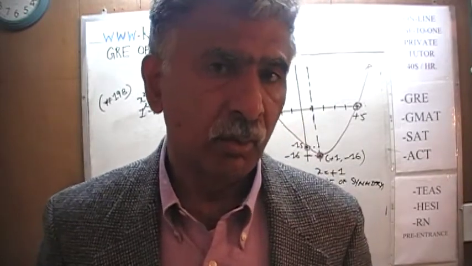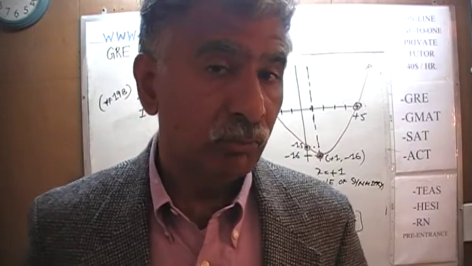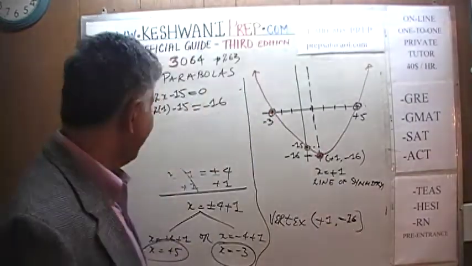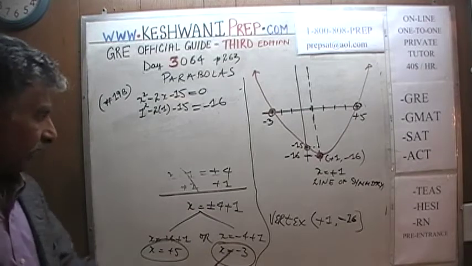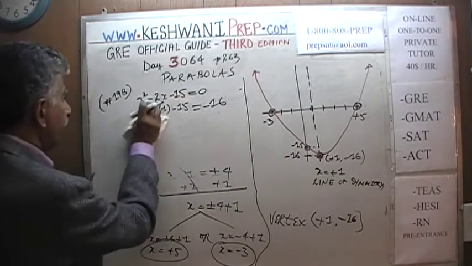We could have used either the quadratic formula or factorization. And if you like, we can do those two methods as well to see that we do indeed get the same answers, positive 5 and negative 3. If you were to use the quadratic formula, it will give us the same answer. Here's our equation.